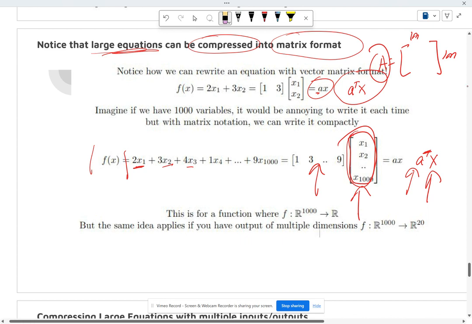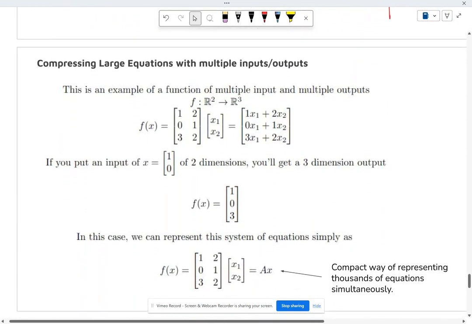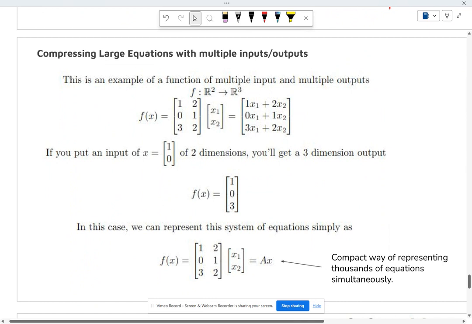And this logic actually applies. You can have a function for multiple input and multiple output, and it could also be compactly represented. Okay, so here's the example where the input is 2-dimension and output is 3-dimension.